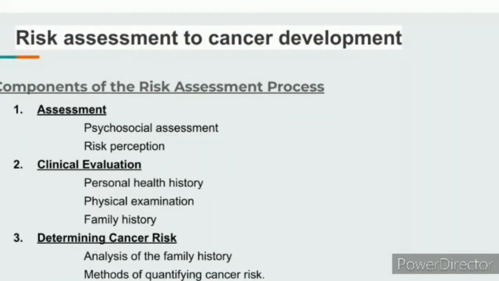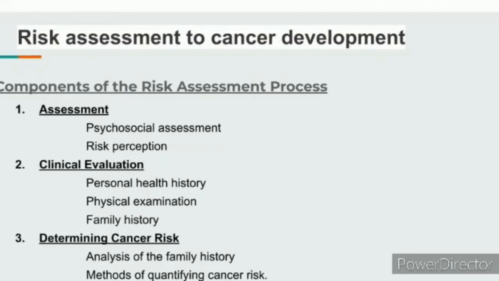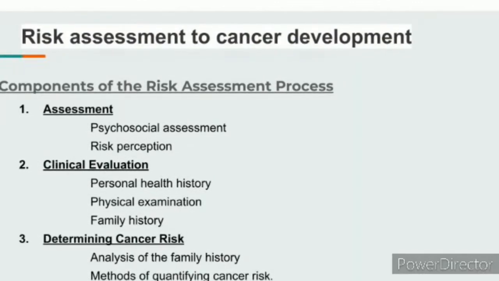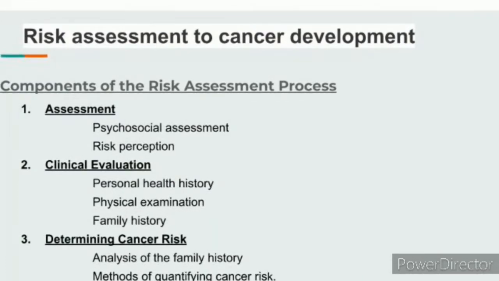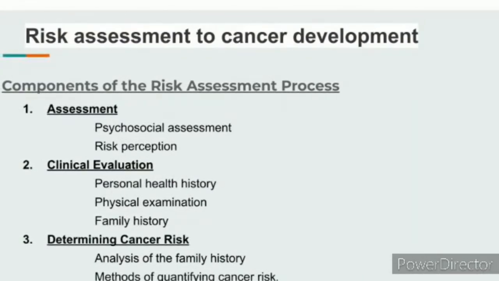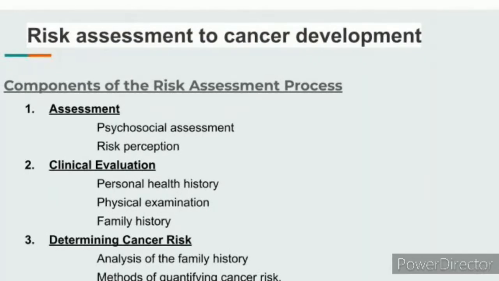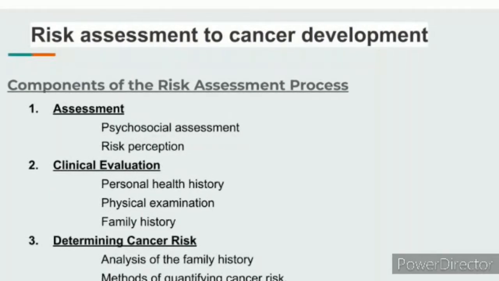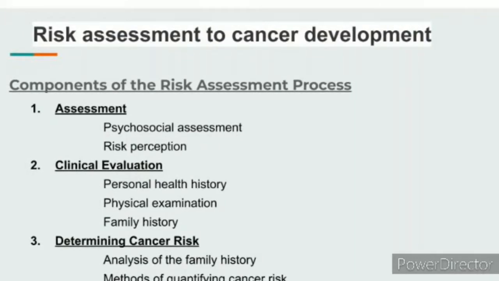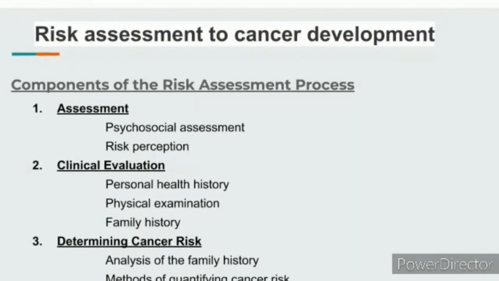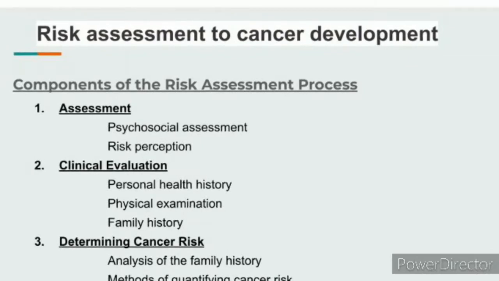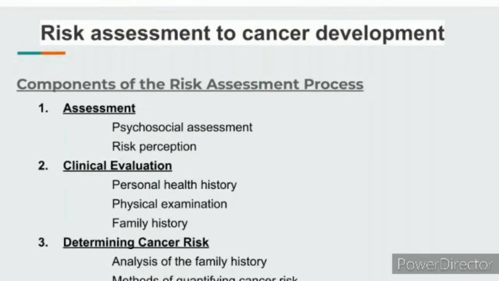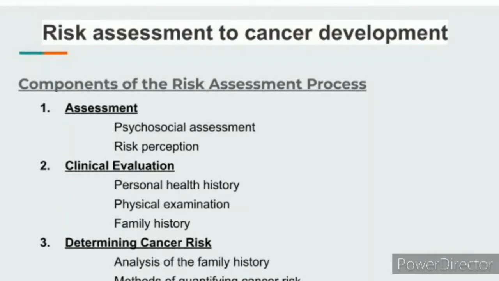To continue with the risk assessment for cancer development, we have the components of the risk assessment process. We have 3 points. First, the psychosocial assessment of the patient: how is the patient's life, the family life, how is the patient's mental health, and risk perceptions about any kind of comorbidity that the patient or the family can have. Second, clinical evaluation, which is the personal health history of the patient.